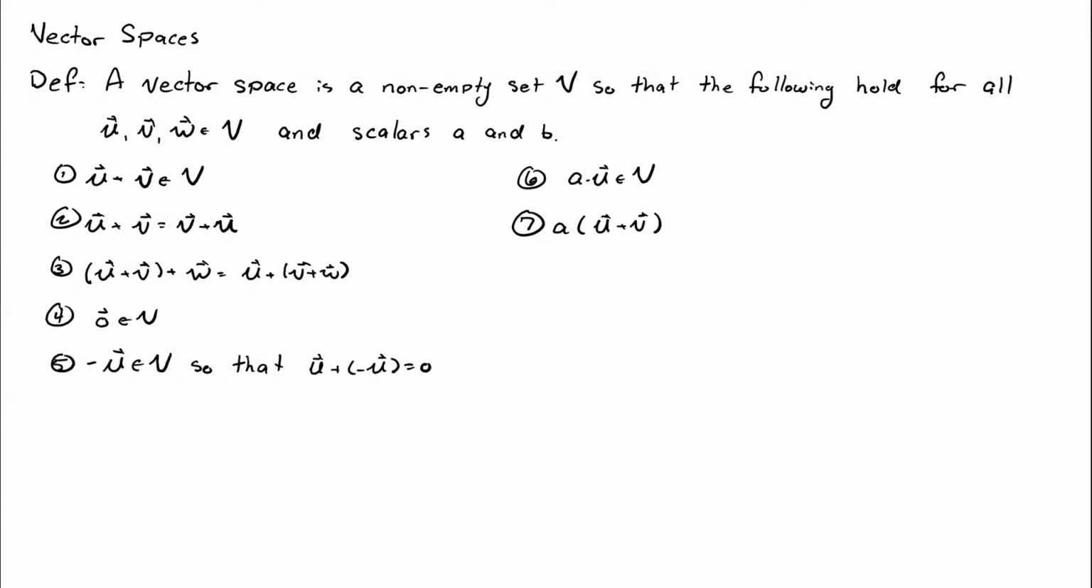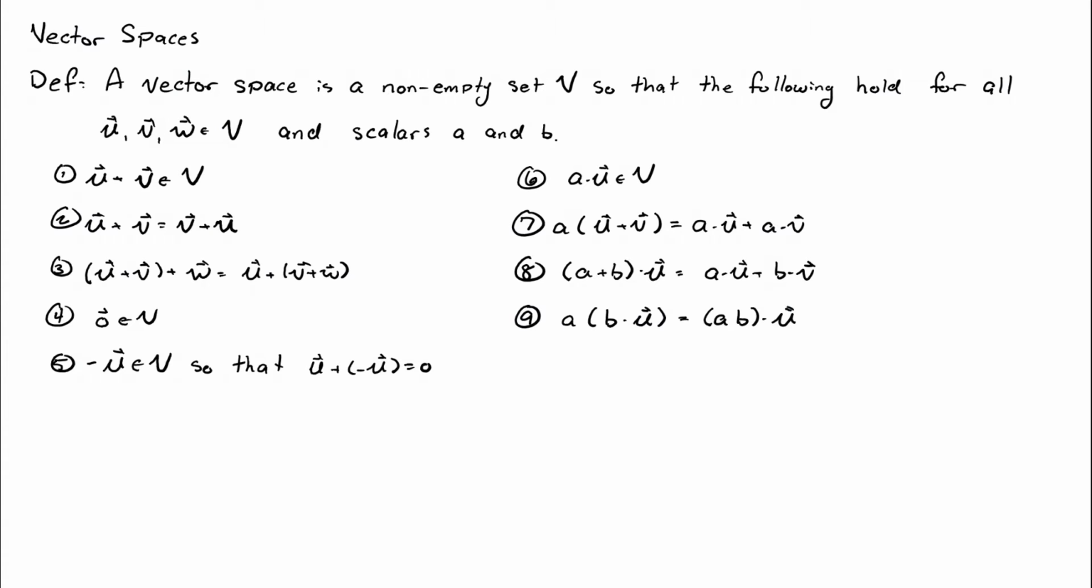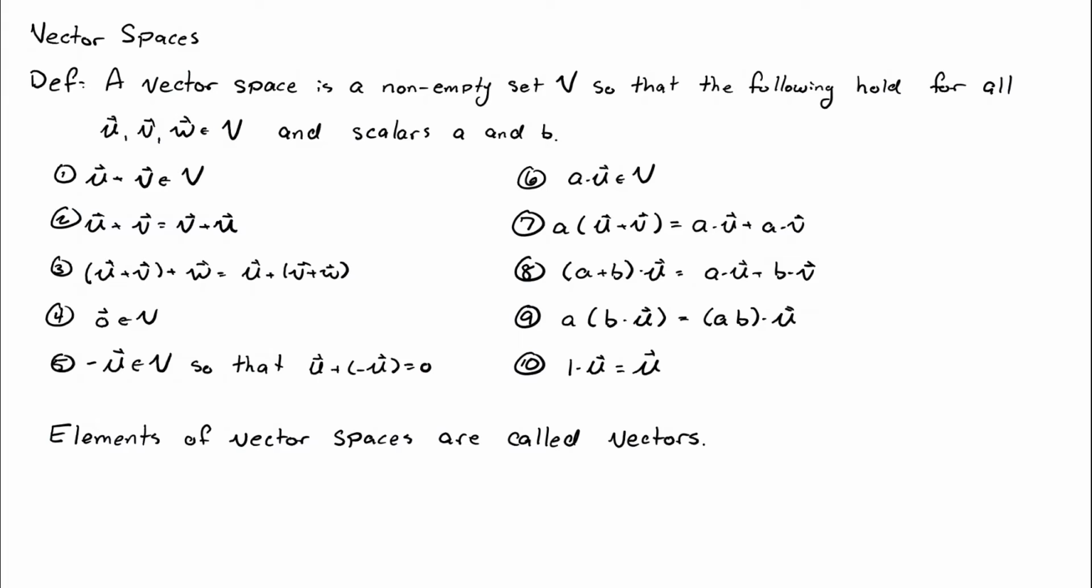Seventh, scalars distribute over vector sums. Eighth, vectors distribute over scalar sums. Ninth, scalar multiplication is associative. 10th, the scalar 1 doesn't change the vector. 11th, there's only 10. If I ask you to show something as a vector space, that is a 10-part problem. Elements of vector spaces are called vectors. If I say something is a vector, that means it lives in some vector space, and that vector space satisfies all 10 of these properties.